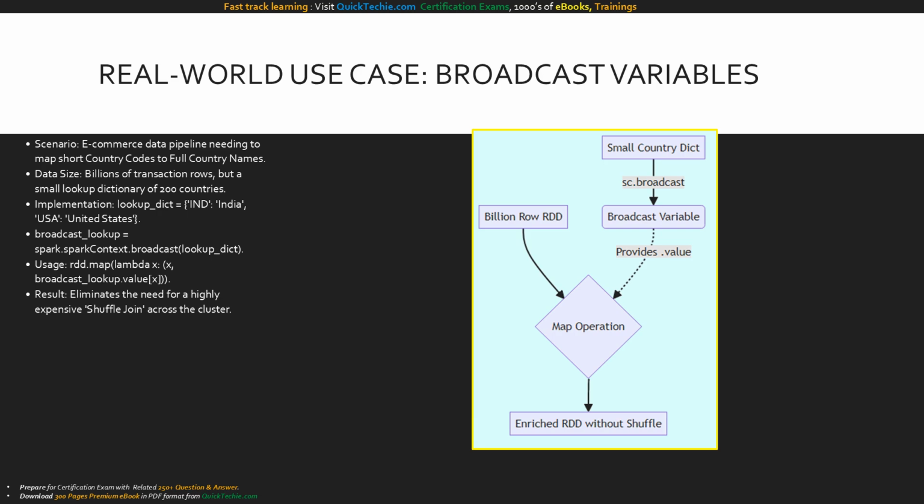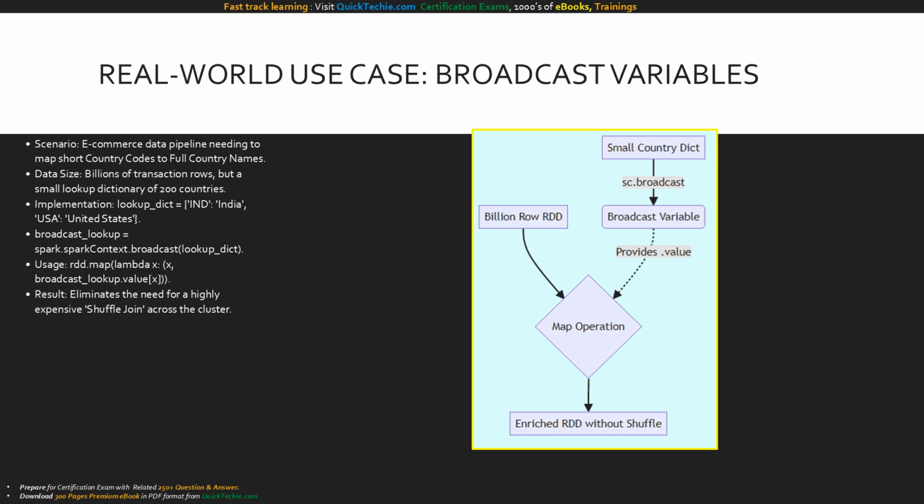Imagine you are processing billions of e-commerce transactions. Your transaction data contains short country codes like IND or USA, and you need to map these to full country names for a BI dashboard. You could do a standard SQL join between your massive transaction table and your country table. But a standard join triggers a shuffle, a massive movement of data across the network, which is the most expensive operation in Spark. Instead, we use a broadcast variable.